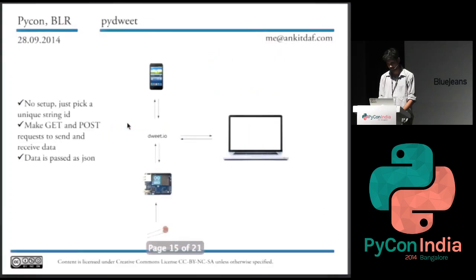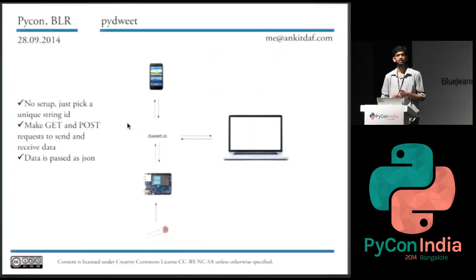The next application is PyDuet. This is much simpler and a lot less complicated than Dropbox even. So if you've heard of the Internet of Things, or if you're very interested in it, you can implement this without literally any effort. So Duet is basically this messaging layer which lets you create an address on the internet, and using get and post requests, actually just get requests, you can send and receive data.